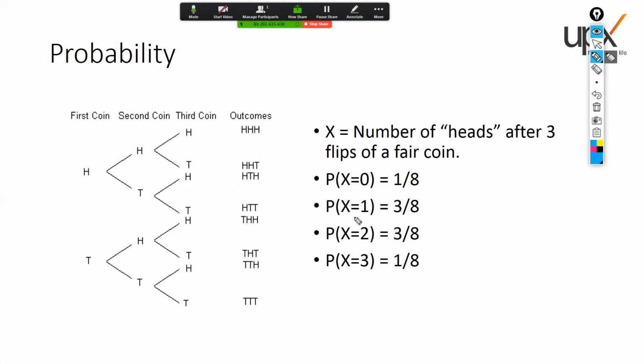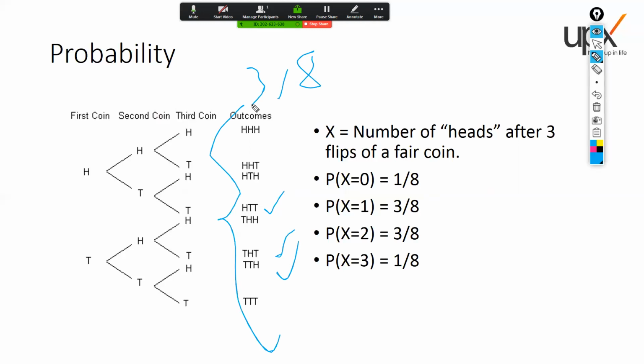Second one, probability of X equal to 1, right? What is the probability the number of heads is equal to 1 after 3 flips of a fair coin? Let us see what are all the outcomes where head appears only once. This is 1, this is 1, this is 1. So these are all the possible outcomes, 8, and the outcome that I'm interested in is 3. The value is 3 by 8.